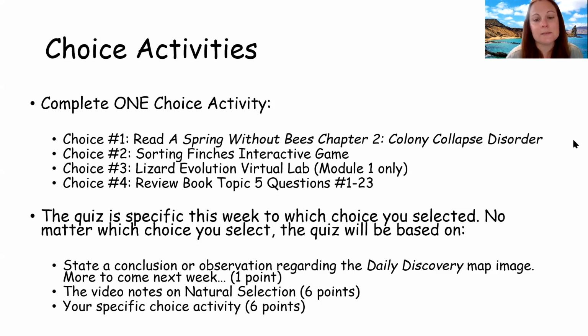The last 6 points are going to come from whatever choice you selected. So if you chose choice 1, those last 6 points are going to be based directly on chapter 2 of A Spring Without Bees. But if you chose choice 3, those last 6 questions are going to be based on the virtual lab of lizard evolution. So what I'm going to do now is take you to Schoology and show you what this looks like.